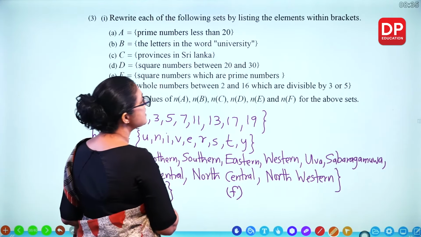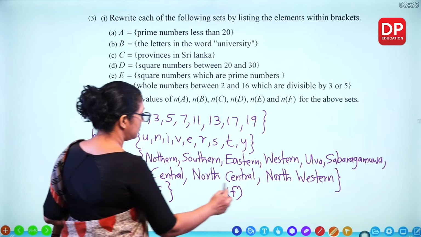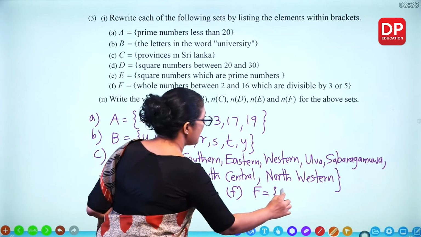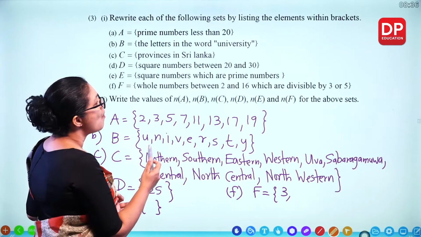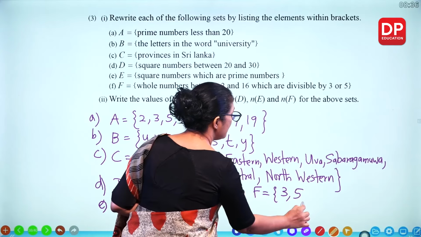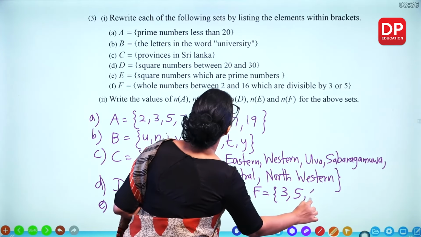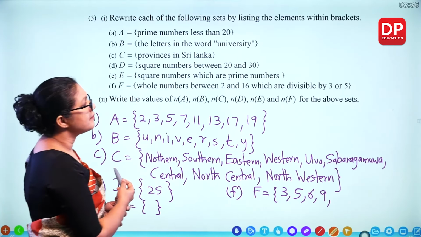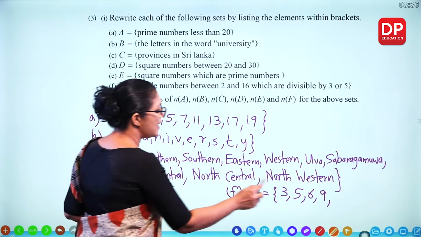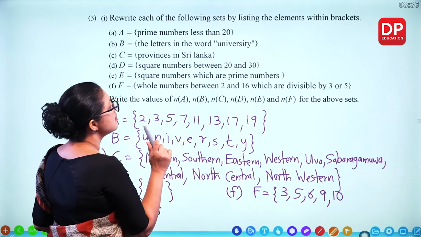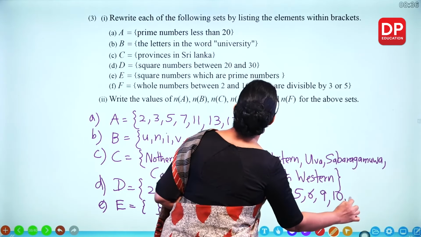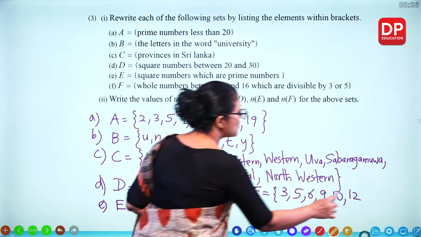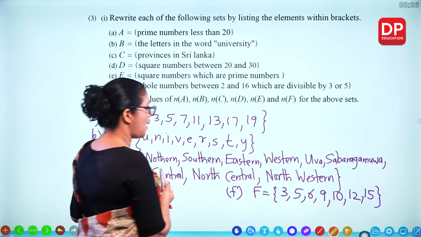And F, whole numbers between 2 and 16 which are divisible by 3 or 5. So, divisible by 3, so you can take 3. 4, 5 is divisible by 5. 6 is divisible by 3. 7, 8, 9. 9 also divisible by 3. Then 10 divisible by 5. 11, 12. 12 divisible by 3. 13, 14, and 15, that's divisible by 5. So, those are the numbers.